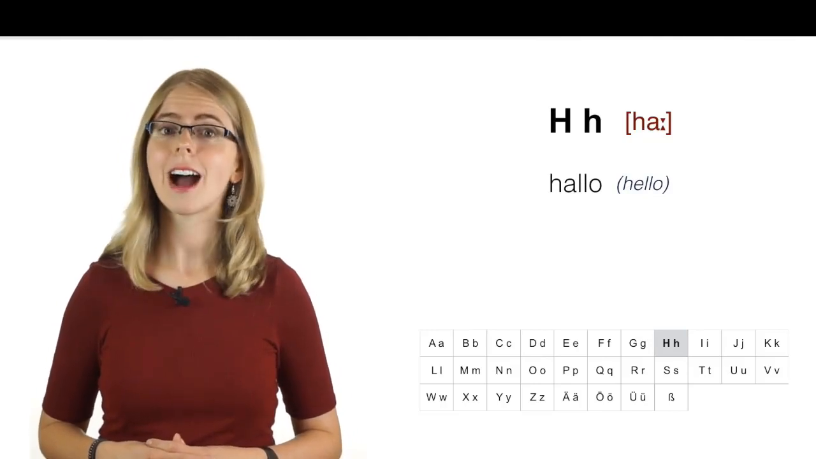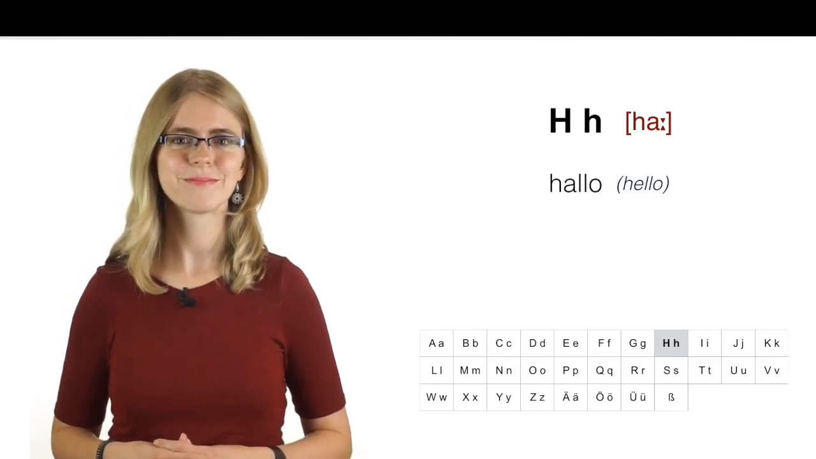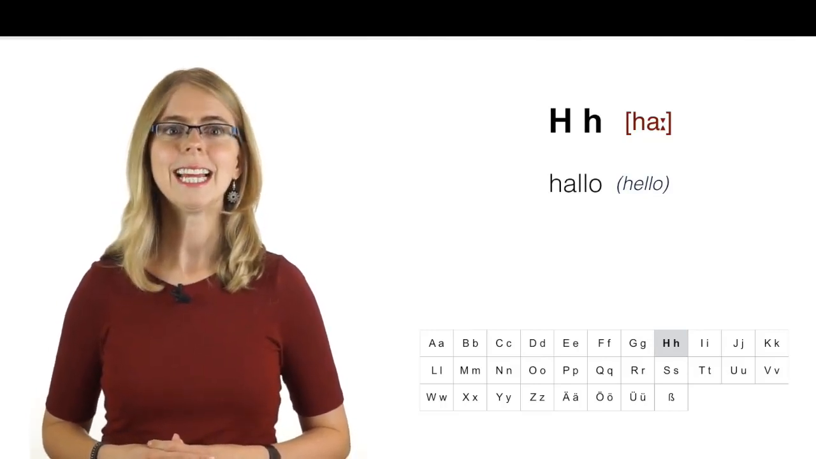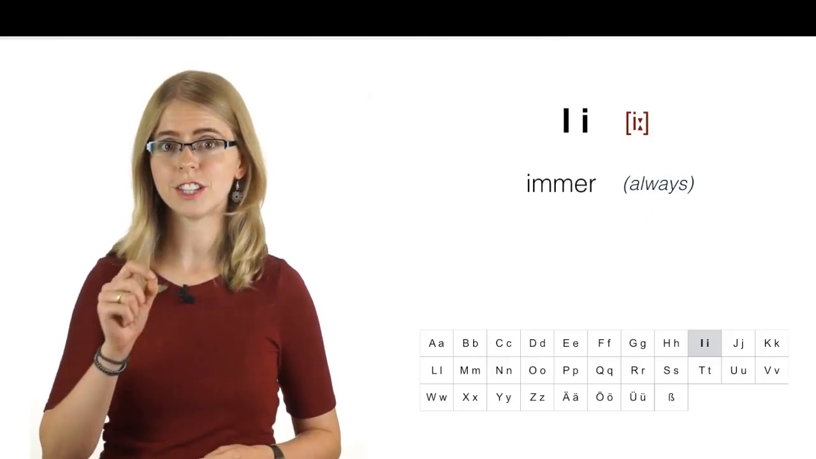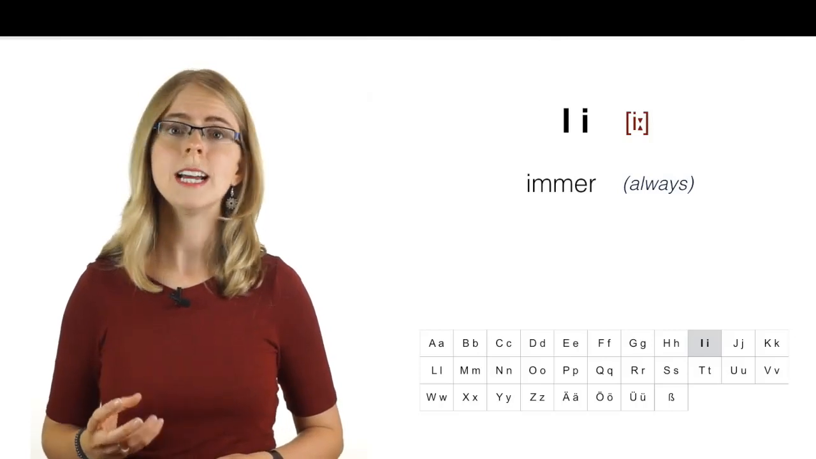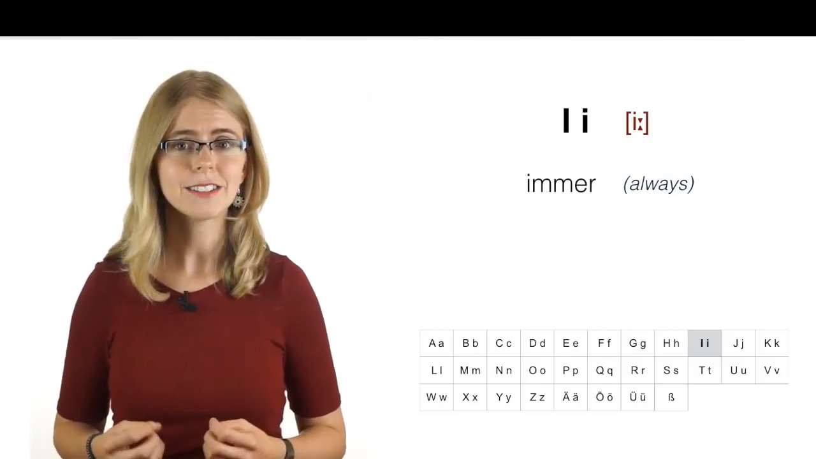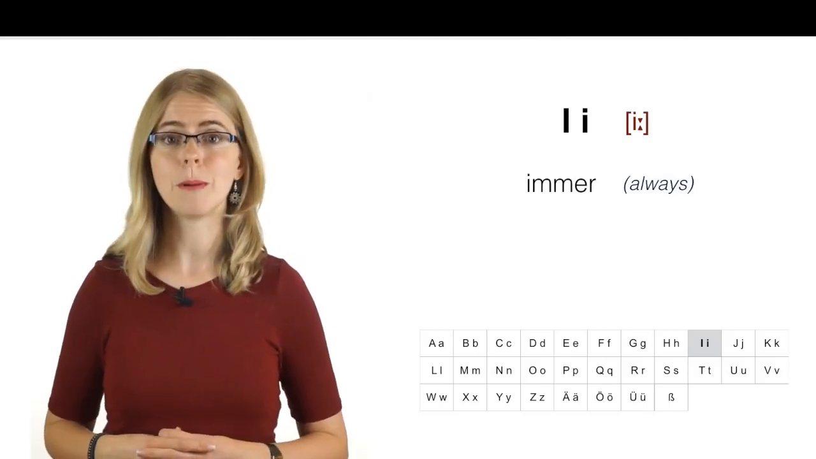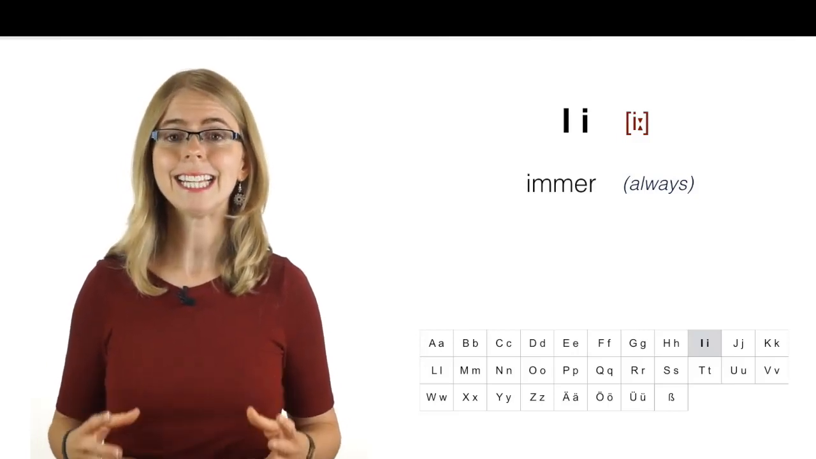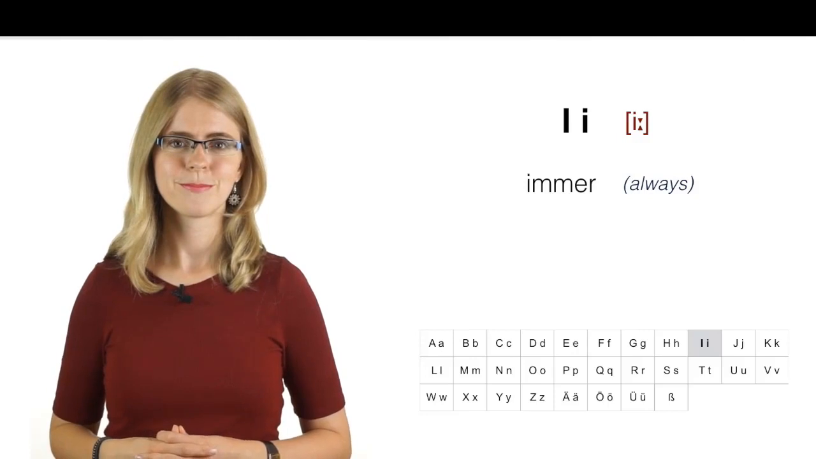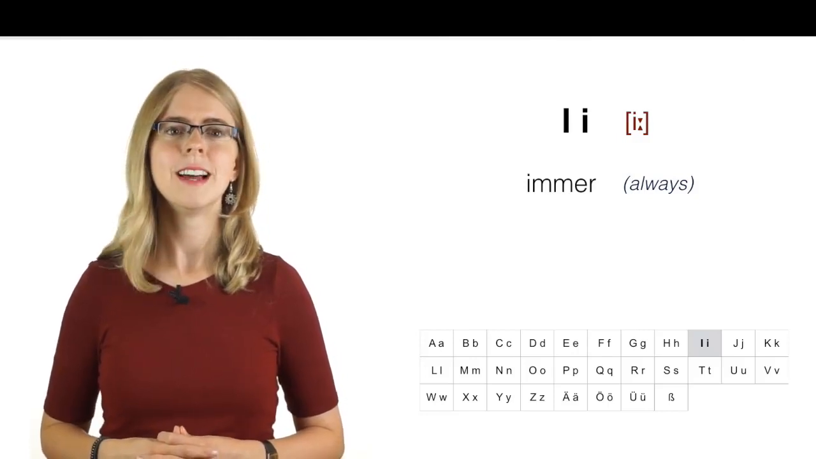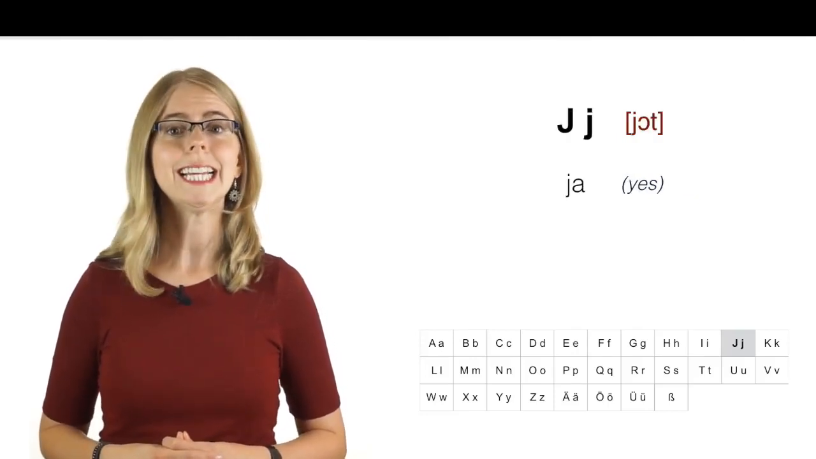H, hallo. I, immer. And here you have the ER at the end of the word. It sounds more like an A than an actual R, yeah? So, immer. I, immer. J, ja.